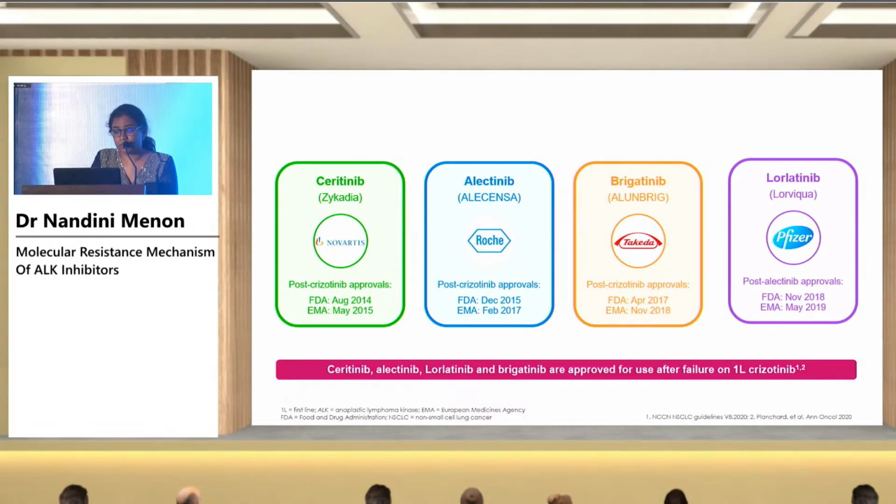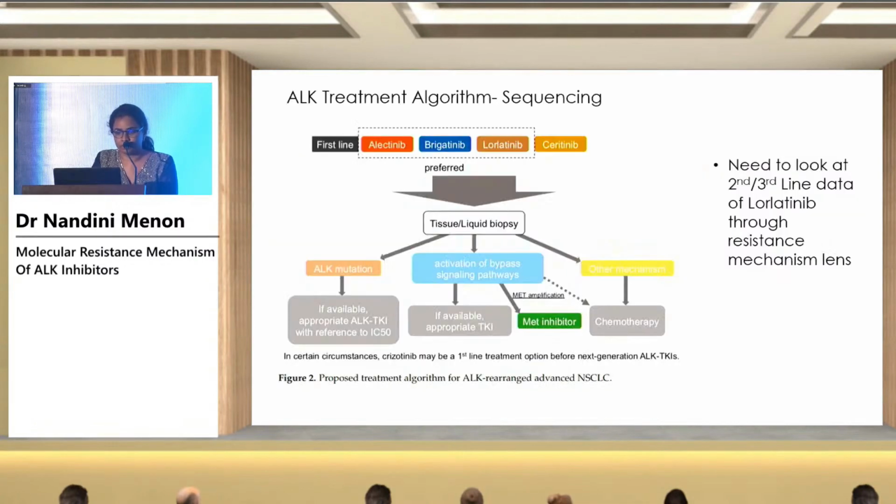Now all of these drugs are used in the first line, including lorlatinib, which has data for use in the first line setting. So in the future, there could be more resistance mechanisms, and the resistance mechanisms post lorlatinib might be complex and might be challenging to manage in the future.